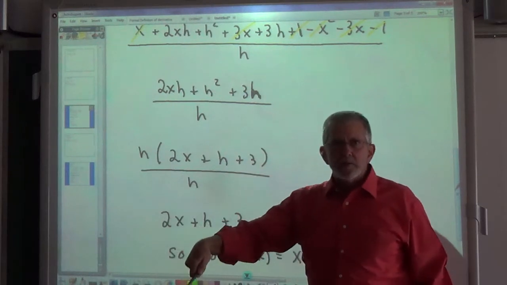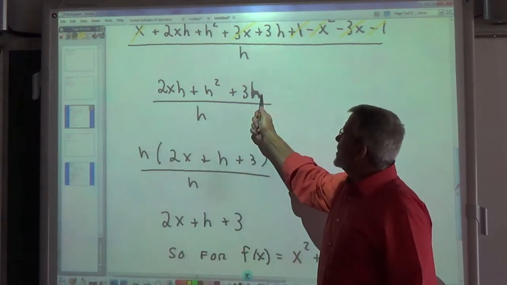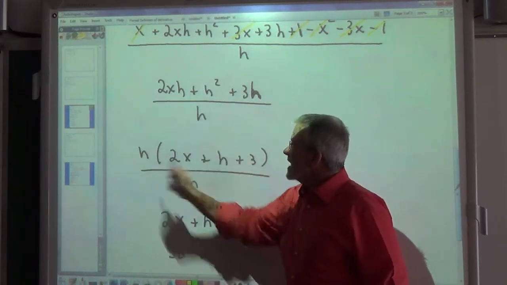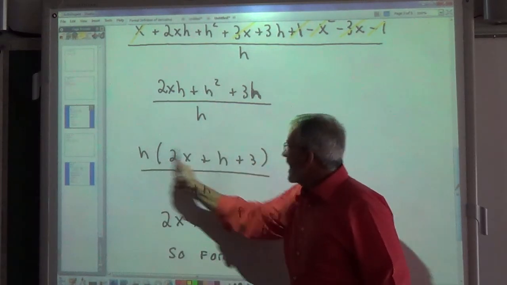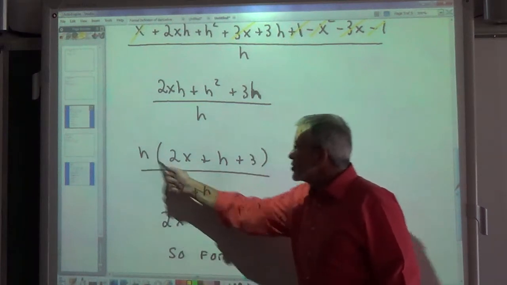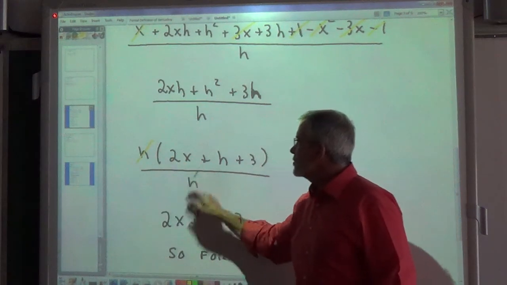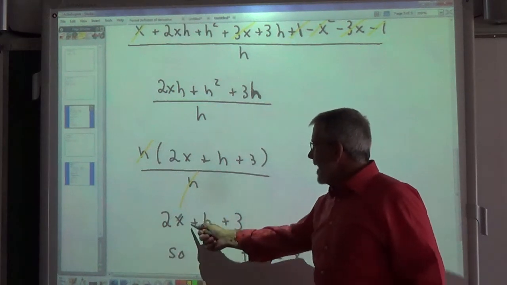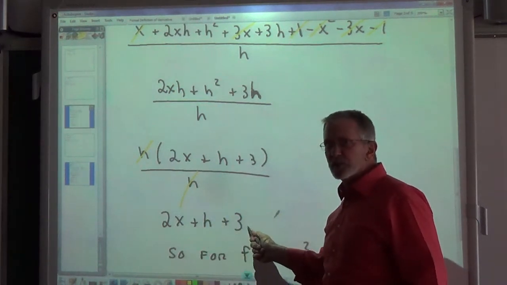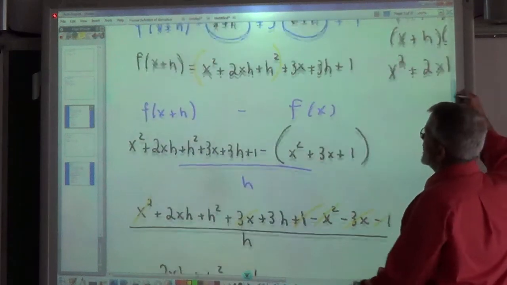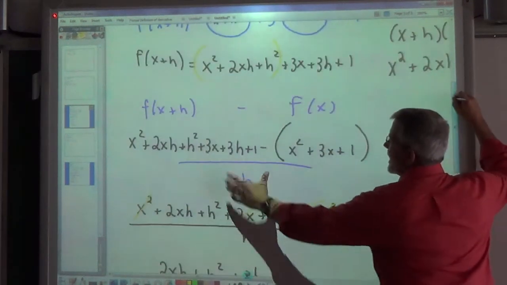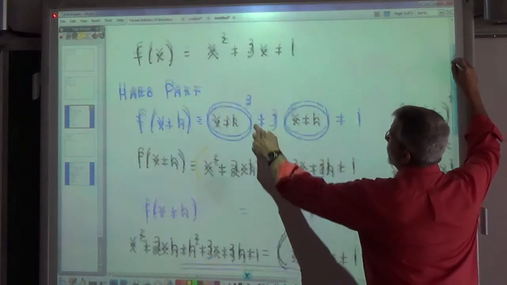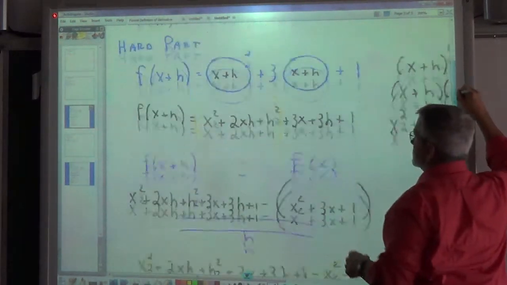Factor that h out of each term. Factor an h: h times 2x, 2xh. h times h, h squared. h times 3, 3h. Guess what you can do now? Now you can cancel those h's. What do you have left? 2x plus h plus 3. That's what this creature here, f of x plus h minus f of x divided by h, for this function is equal to.